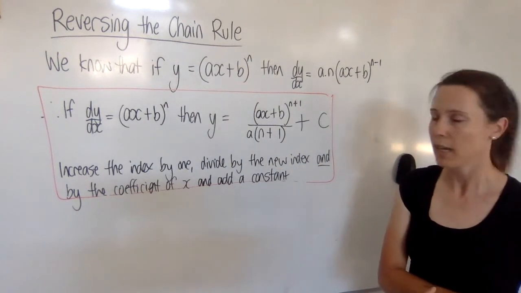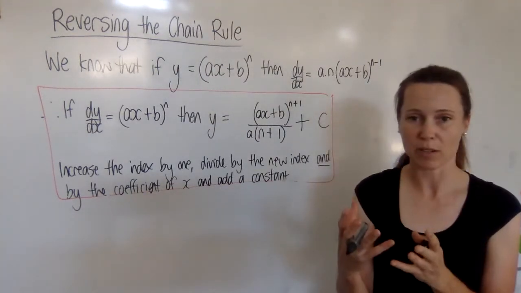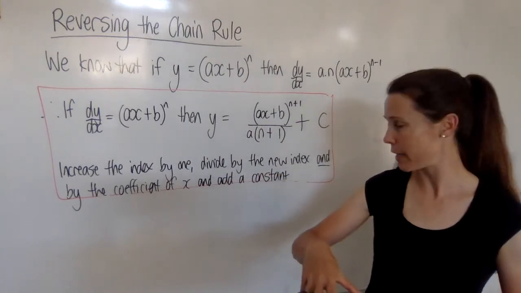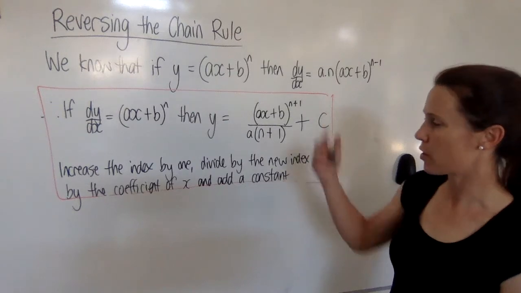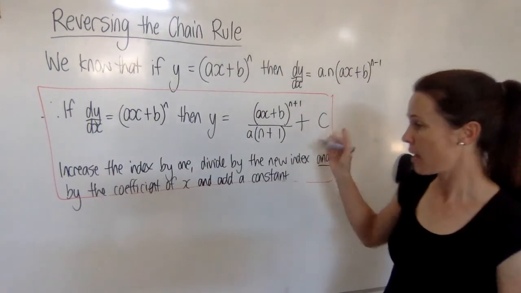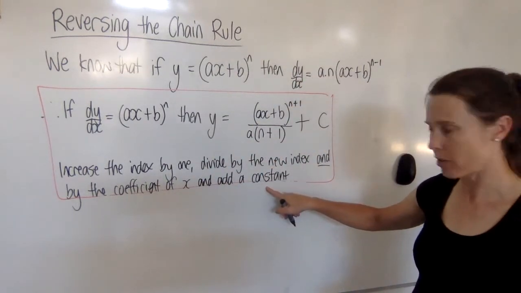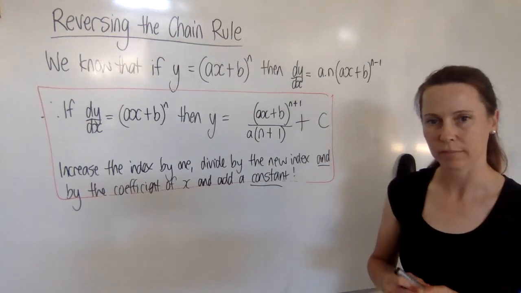Add a constant. Now, when we were just using a single term, we had 3 things to remember. Increase the index by 1. Divide by the new index. Add a constant. Now we've got 4 things in this little reversing of the chain rule. Increase the index by 1. Divide by the new index. And divide by the coefficient of x. And add the constant. So, one more step to remember there.